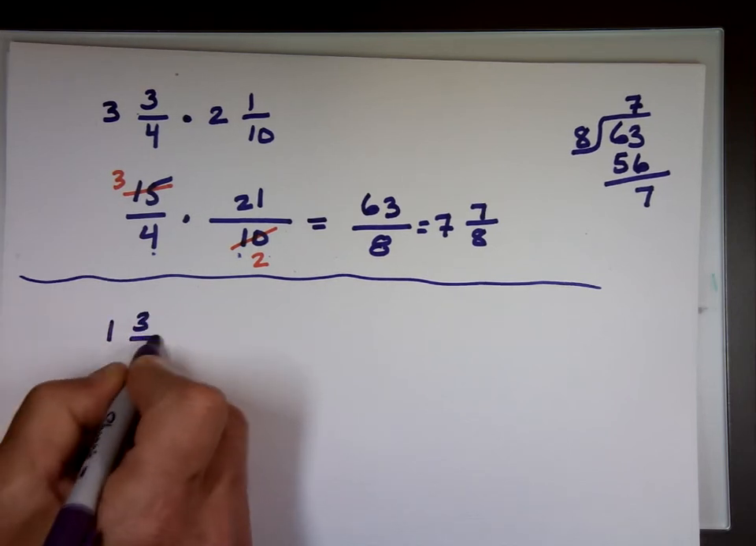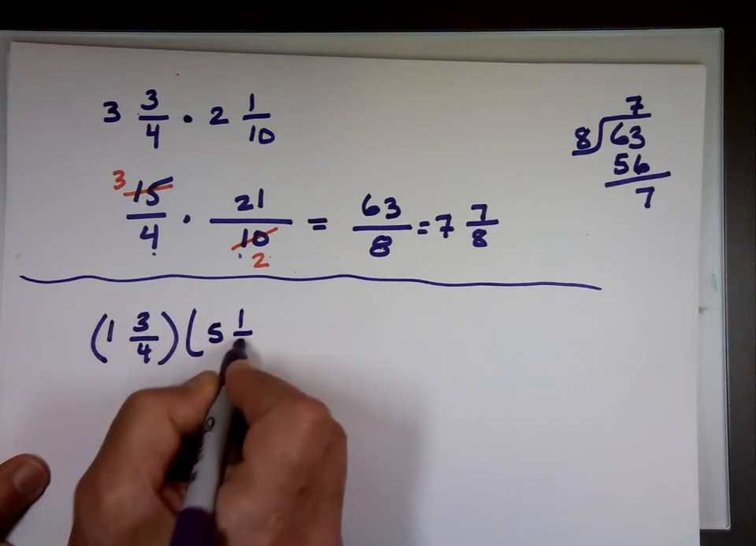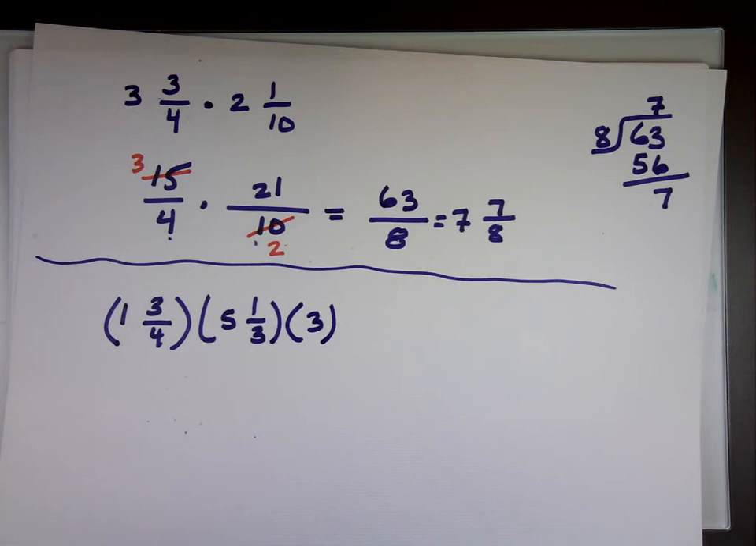1 and 3/4 times 5 and 1/3 times 3. This problem. Does it make any difference that they're in parentheses? Nope.